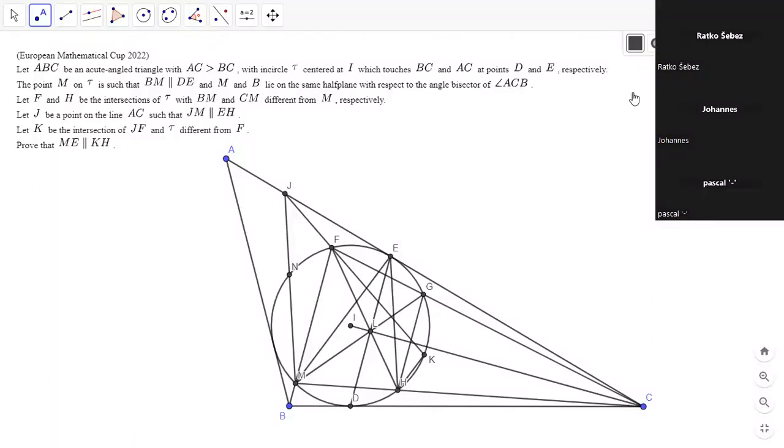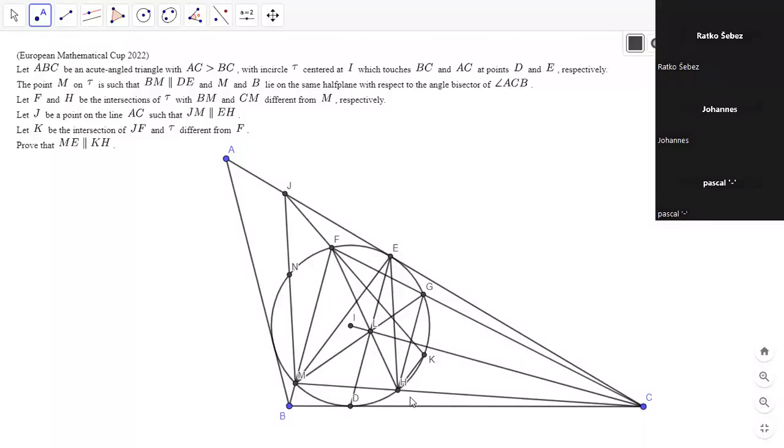So yeah, there's one step I feel like we're missing. We want to use that JM is parallel to EH, and also that JF and E are collinear. Is there something special about this point J? I guess CE over CH is CJ over CM. I don't know if that's useful.